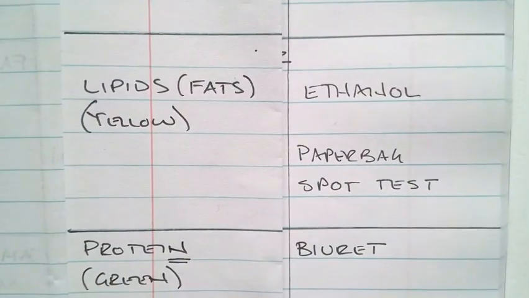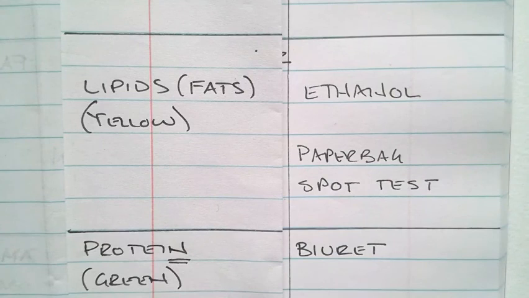There are two tests that you can do for lipids. One is an ethanol test, or you can do what's called a paper bag spot test. If you've ever gone out to eat and you've gotten a spot of oil on a paper bag, it tends to stain. It won't dry out over time. So that's a good way to tell that you have oil. It's kind of like what's left over underneath French fries on a paper towel.